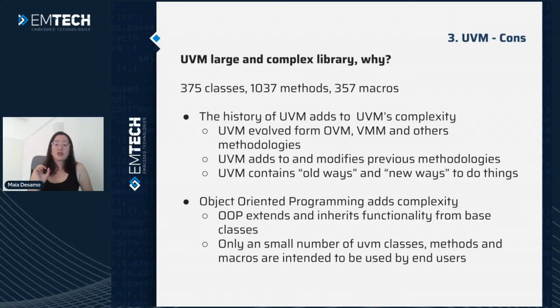Here we can see some of these cons in numbers. For example, today UVM has more than 300 classes, 1,000 methods and 200 macros. That is a lot of information to learn to start to use this library. The other problem with UVM today is you always have new ways to do the same thing because it's a kind of merge of methodologies, and that can also be confusing.